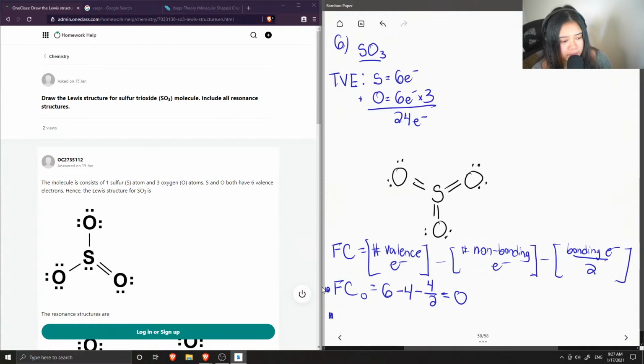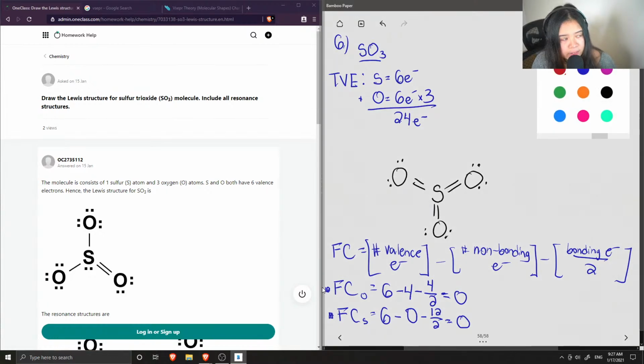So now let's do the same thing for the sulfur. Sulfur has 6 valence electrons, and there are 0 non-bonding electrons. And for bonding electrons, there are 6 bonds, so we have 12 bonding electrons in total divided by 2. So the sulfur also has a formal charge of 0. So we know that the structure is correct. And since all the oxygens are the same, this is the only resonance structure for this molecule.